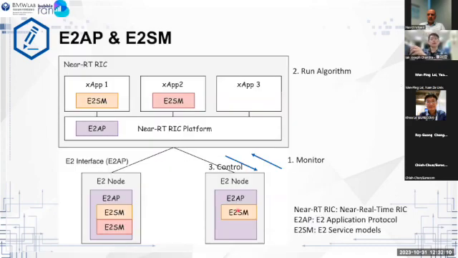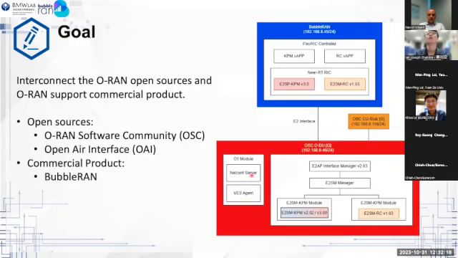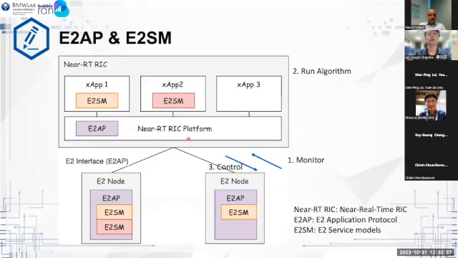In the current implementation, we will try to integrate the FlexRIC and the RAN part and also the RIC part. The RAN part is from the FlexRIC inside BubbleRAN, and the RIC part is from the OSC, from another open source. And this is the challenge.